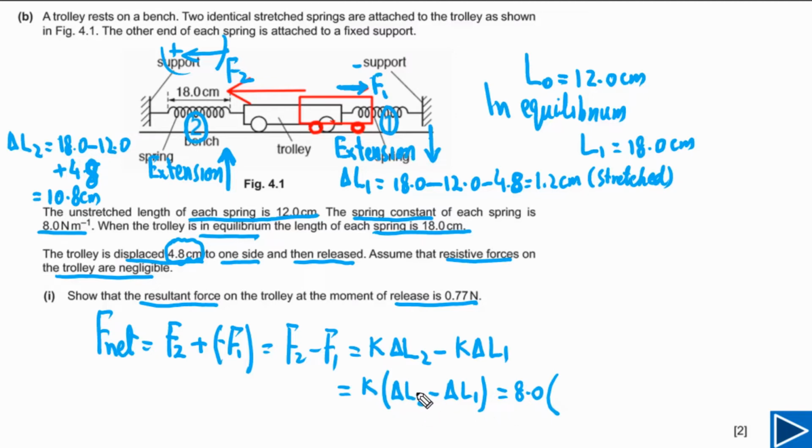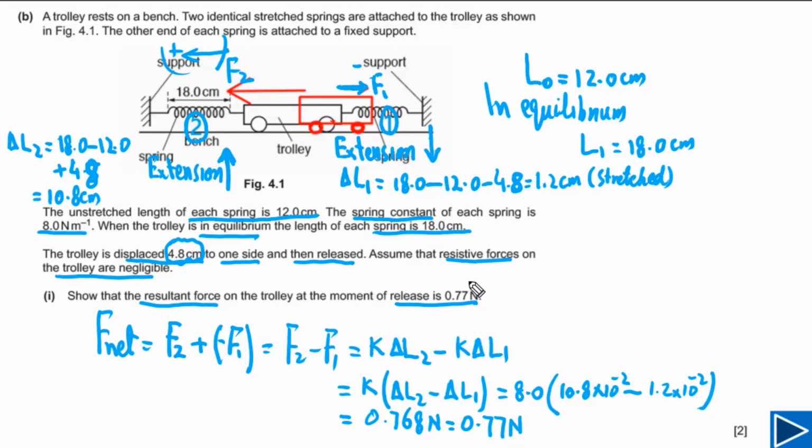Delta L2 we have, delta L2 is 10.8. This is in centimeters, we have to convert this into meters. Minus we have extension delta L1 that is equal to 1.2 centimeters. We have to convert this into SI units, so we multiply with 10 to negative 2. Now if we solve this, our final answer will be 0.768 newtons. So this is the resultant force. If we write down this answer up to 2 SF, our final answer will be 0.77 newton.